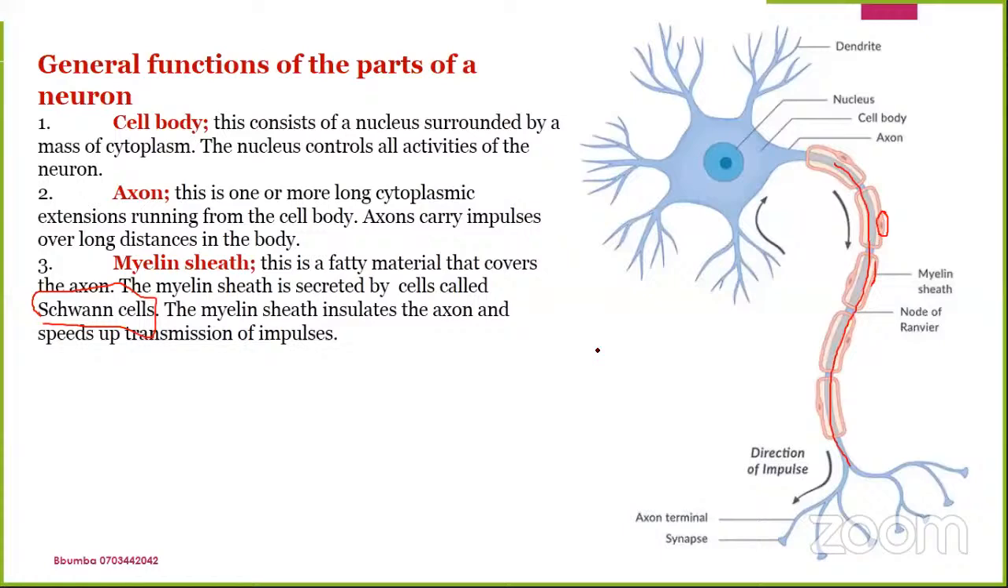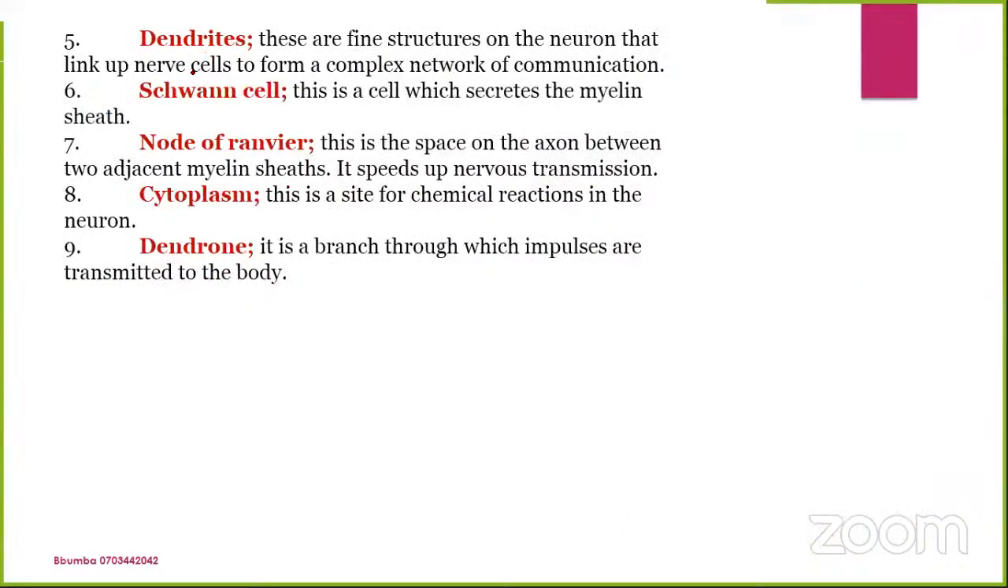Okay. So then the dendrites, I've already talked about them. These ones receive impulses from other cells, and they are going to be conducting impulses towards the cell body. That's their main function. Then the Schwann cell secretes the myelin sheath, and the node of Ranvier speeds up the rate of transmission of the impulse. Cytoplasm is the site of chemical reactions. Dendron is the one that transmits impulses towards the cell body. Of course, when they are broken down into many, they're dendrites.